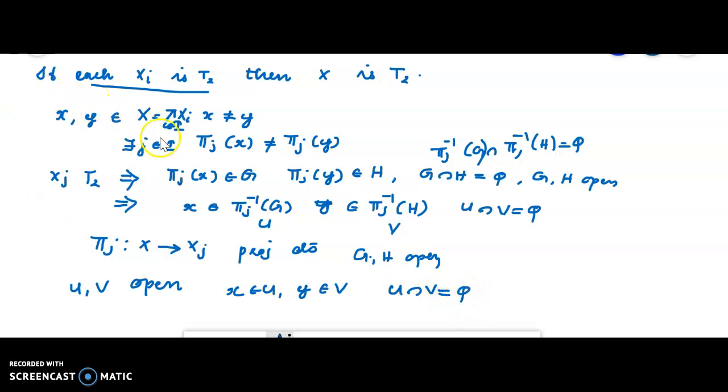We have taken 2 different points x and y from the product space X. We get 2 disjoint open sets U and V. The points are different, the open sets are disjoint, and each of the points is in one of the open sets. So the space X is T2 whenever each Xi is T2. If all Xi are T2, then X is T2. So the property is productive. Being T2 is a productive property.